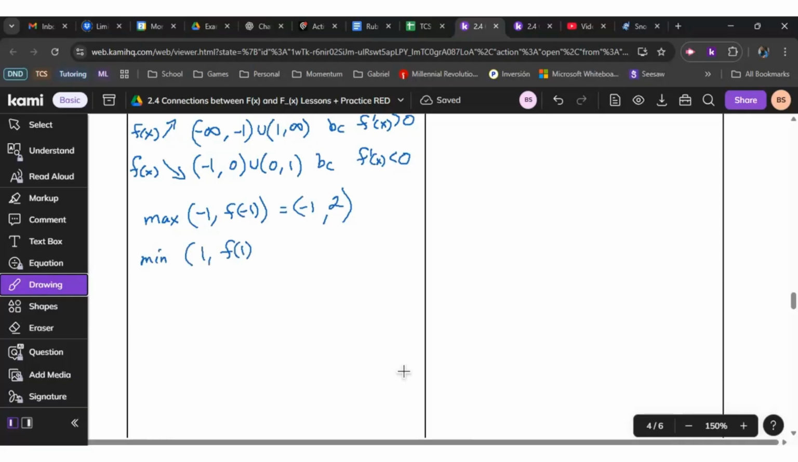All right, now minimum. f of 1 equals. So now I'm plugging in 1. So this time it's going to be 3 minus 5. So that's negative 2.